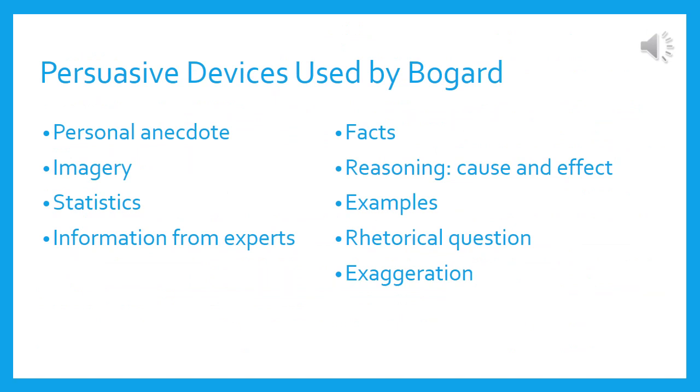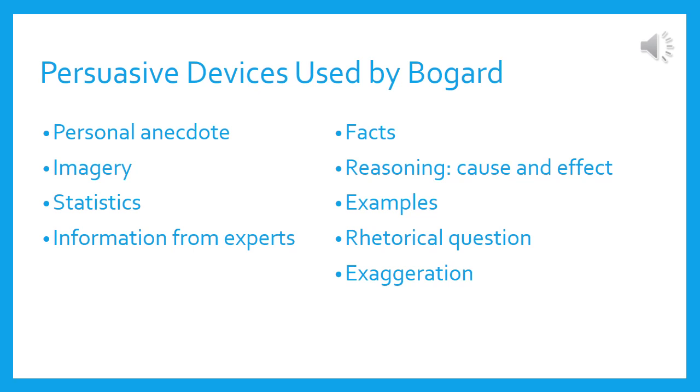To summarize, Bogard used personal anecdote, imagery, statistics, information from experts, facts, cause and effect reasoning, examples, rhetorical question, and exaggeration to make his argument. However, you don't want to discuss all 9 in your essay. I recommend picking the 3 that you understand the best and feel most comfortable discussing. For example, don't pick rhetorical question if you don't know why rhetorical questions are persuasive. But maybe you understand imagery backwards and forwards and can explain its persuasiveness. Great, use that as one of your 3.